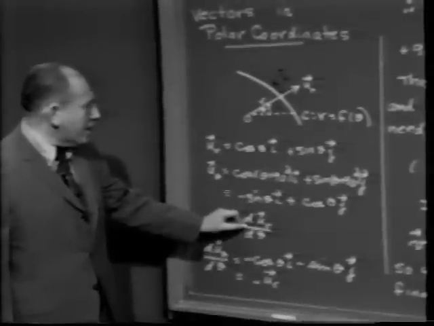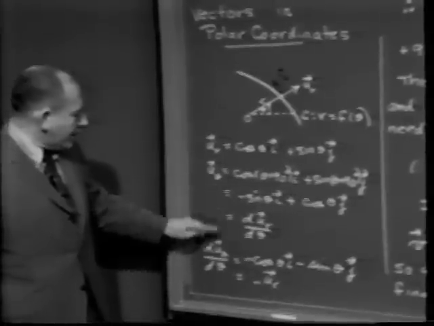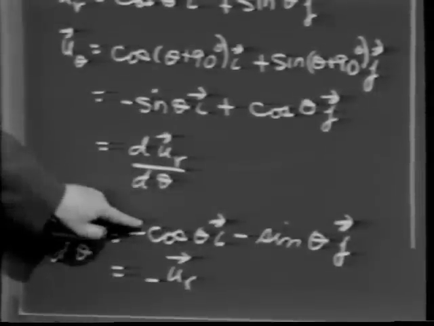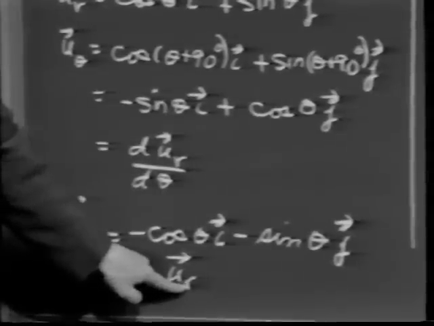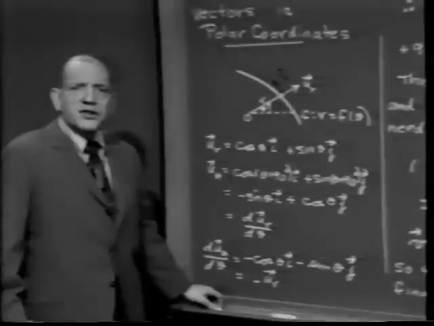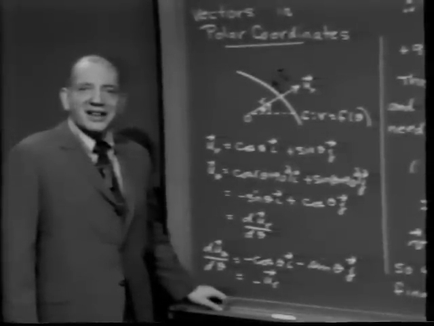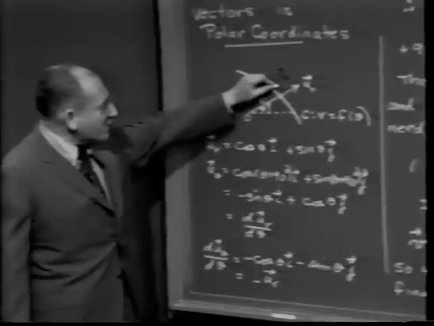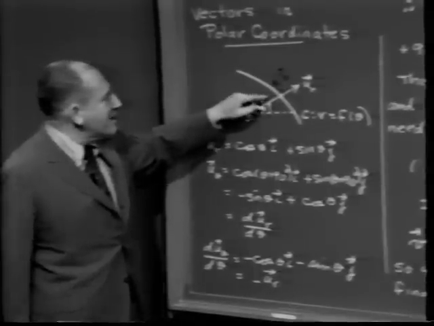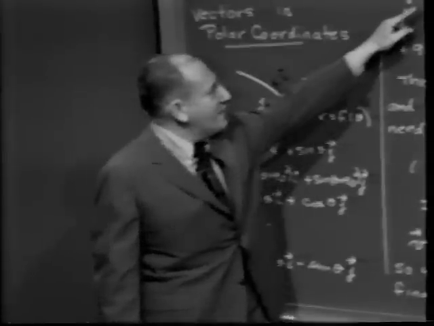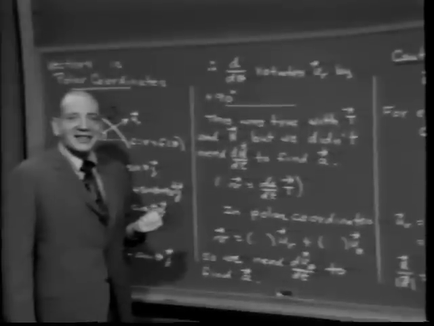And by the way, going one step further, if we now differentiate u sub theta with respect to theta, we get what? Minus cosine theta i minus sine theta j, which is just minus u sub r. In other words, if you differentiate u sub r with respect to theta once, you get u sub theta, just as we should. If you differentiate a second time, you get minus u sub r, and therefore it appears that the operation of differentiating with respect to theta rotates u sub r by 90 degrees.